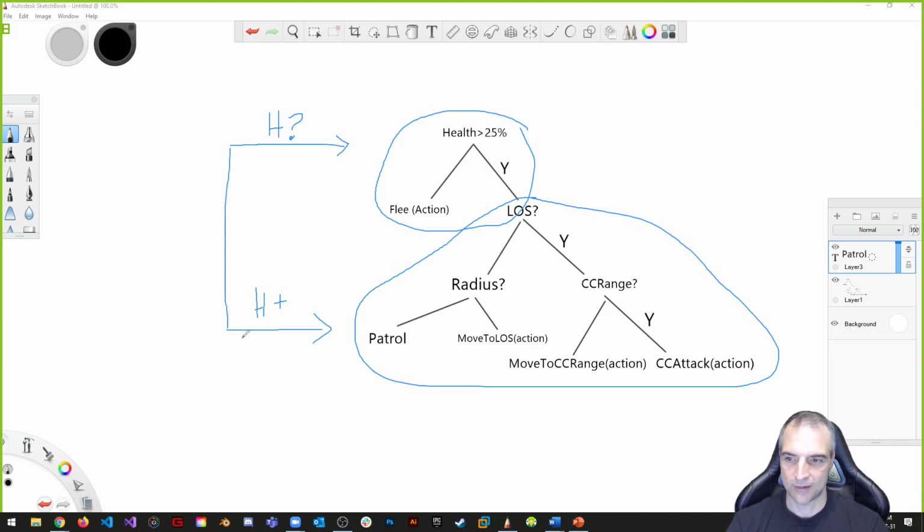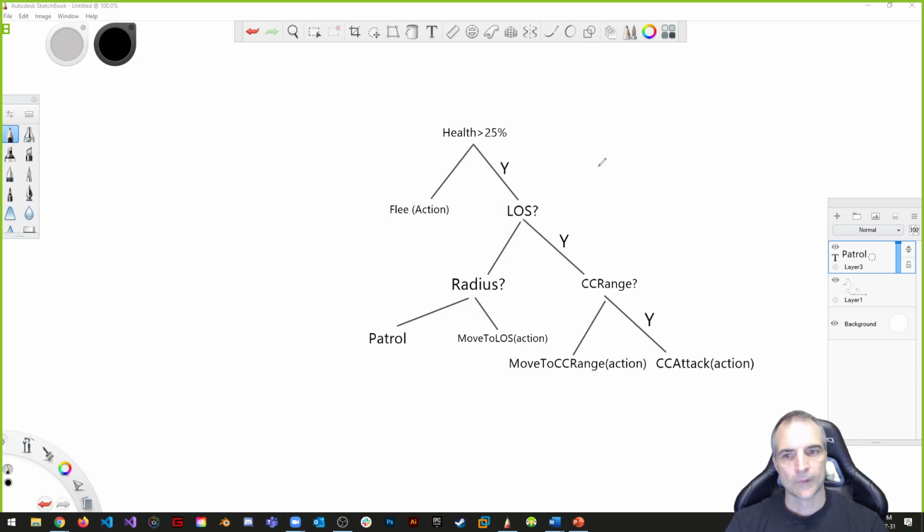I'm in healthy state. I'm not healthy. Then flee. Right? So that's one way I could think about it as well. The other way to do it is instead of doing it this way, use a state machine. Right, and that's probably the other easy way to do it.